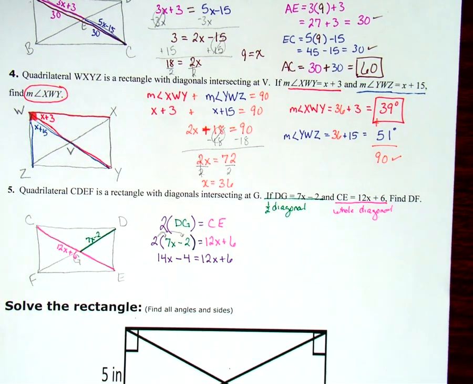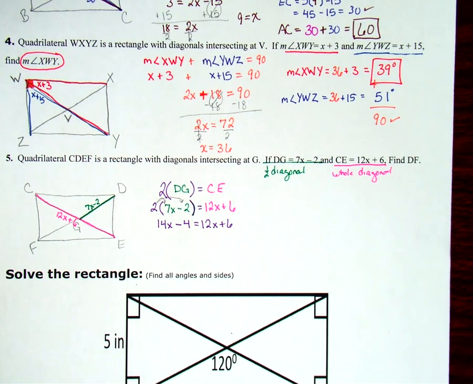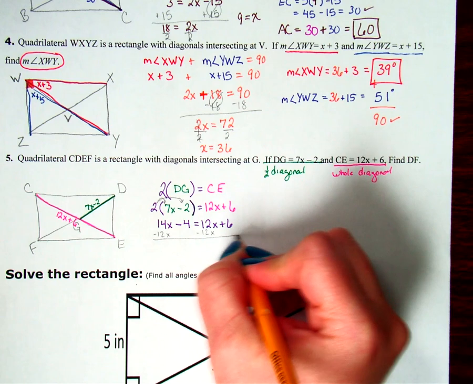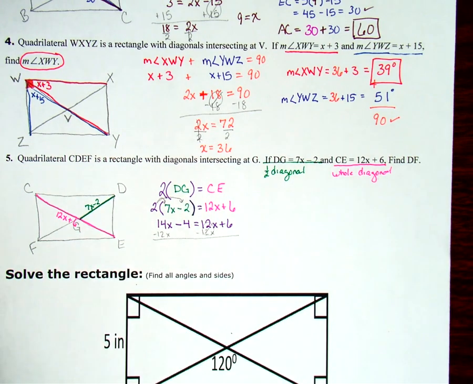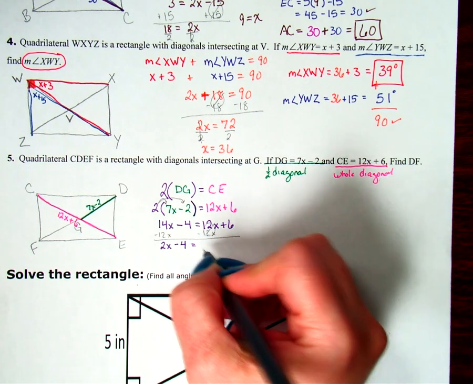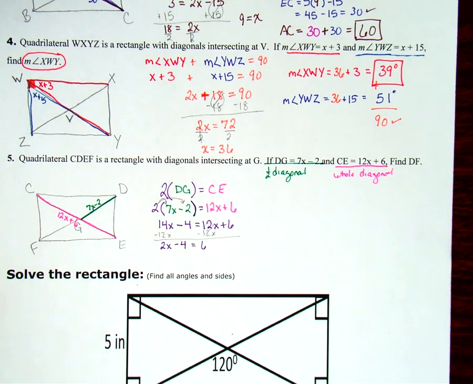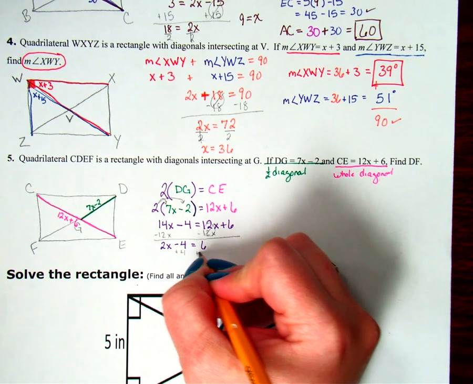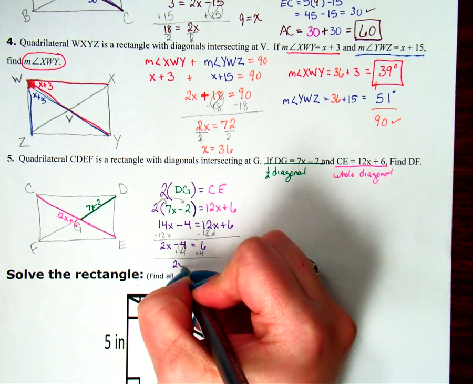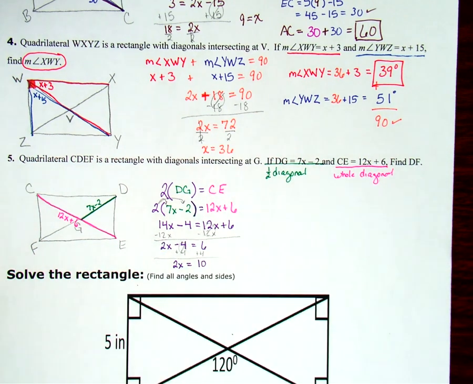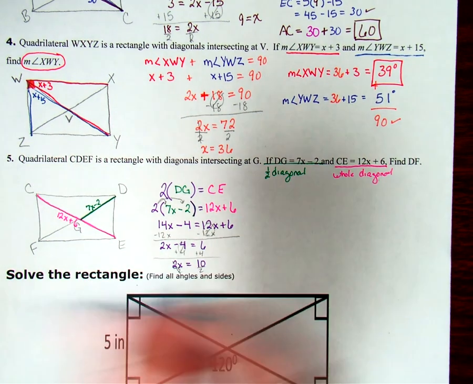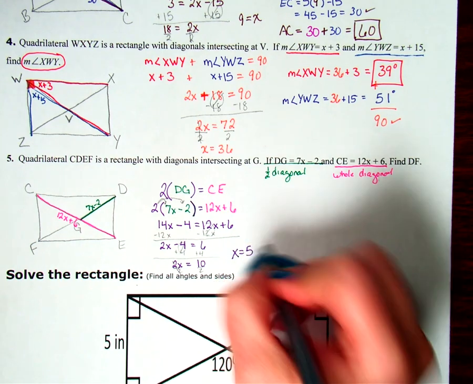Let's get all our x's on the same side. So I'm going to subtract the 12x because I like to try to keep my x's positive when I can. When I do that, I'm going to be left with 2x minus 4 equals 0 plus 6. I'm going to add 4 to both sides. I'm running out of space here. 2x equals 10. Divide both sides by 2. And 1x equals 5.